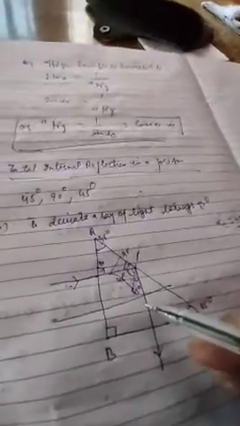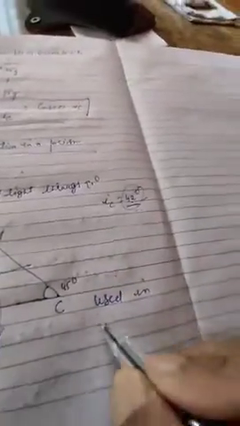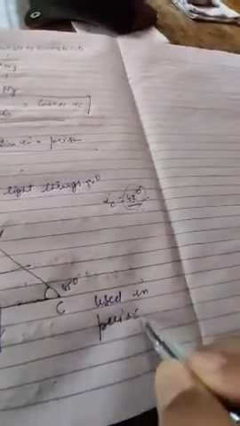Now this action of the prism is used in a periscope. This is one important use of deviating a ray of light through 90 degree. So this type of action of the prism is used in a periscope, where a total reflecting prism is preferred over a plain mirror.